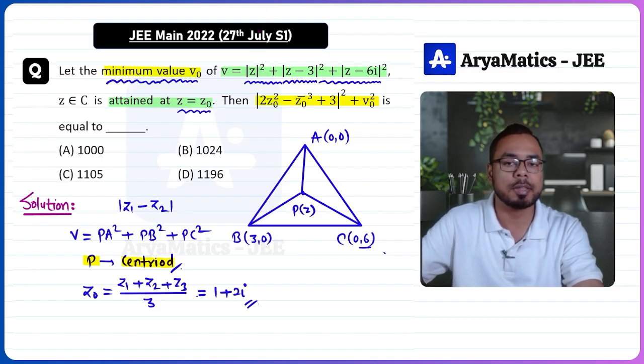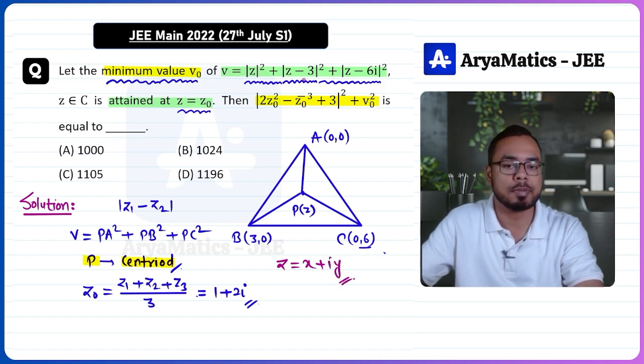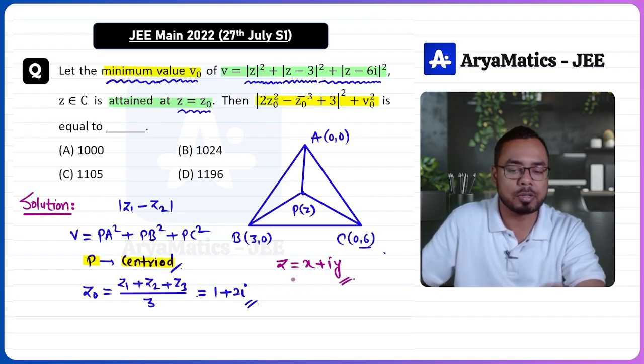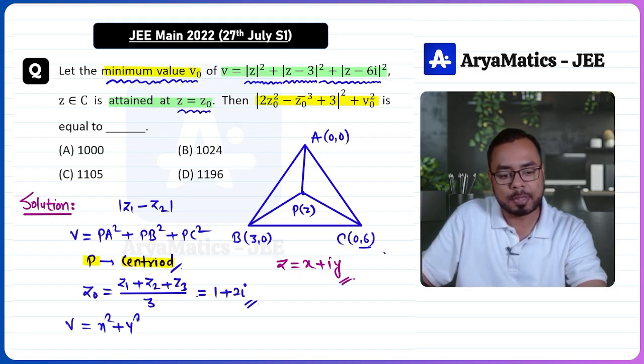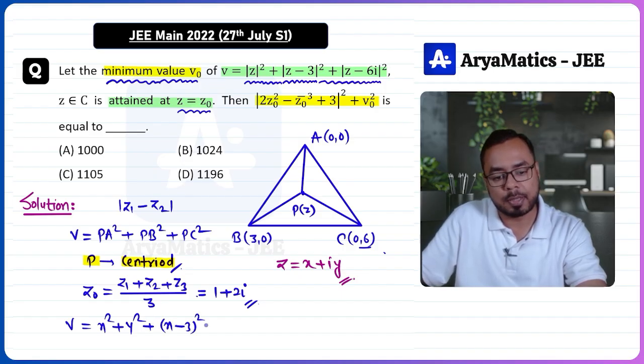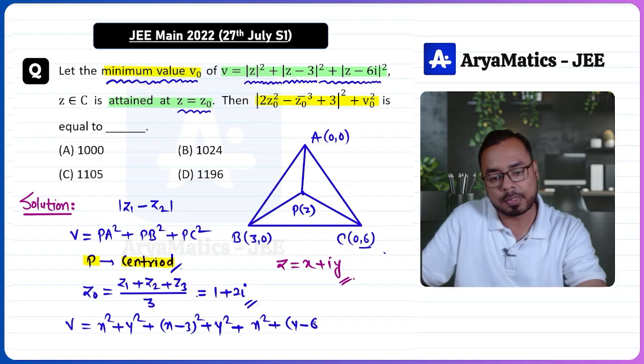There is another way of solving this problem also. In place of z, you can write x plus iota y, and using the square completion method also, you can find the least value of this. That means if in place of z we write x plus iota y, then the given expression V will become: mod z square means x square plus y square. Mod z minus 3 square means (x minus 3) square plus y square. And mod z minus 6 iota square means x square plus (y minus 6) square.